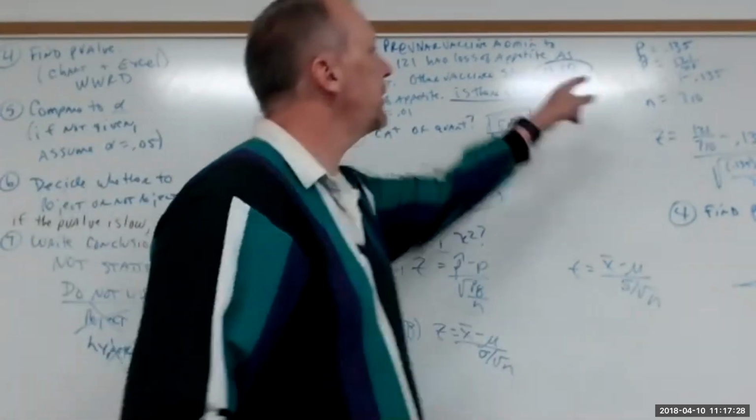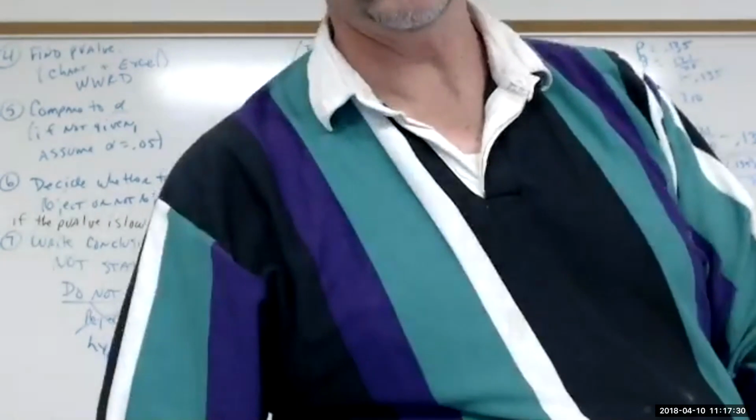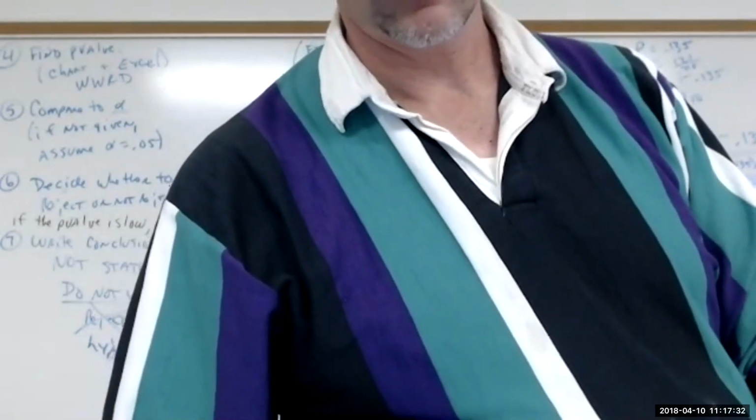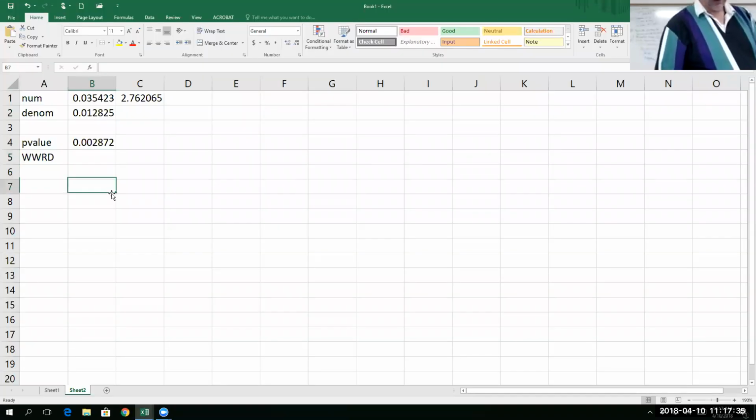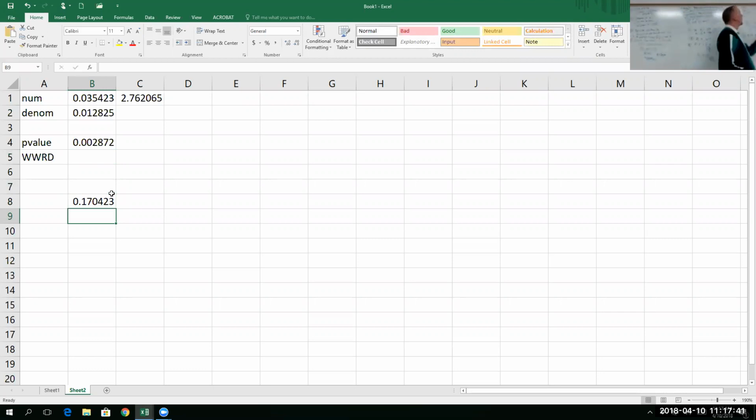Now, it might be nice to know, what is 121 divided by 710? It is 17%. My p hat here works out to be 0.17. Is it better than the old vaccine, or is it worse? It's worse. More infants have loss of appetite.